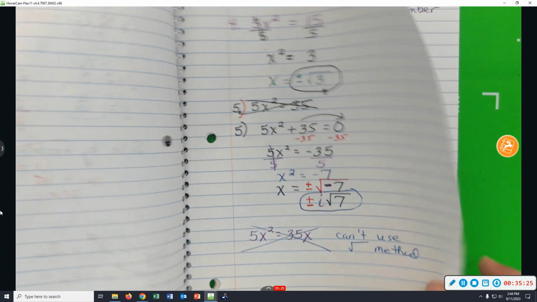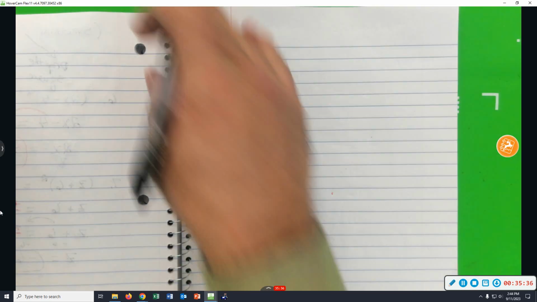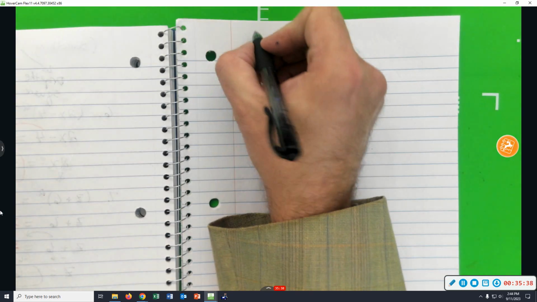So the next method that we're going to do is a method that always works. It's so important it has a name, the quadratic formula.